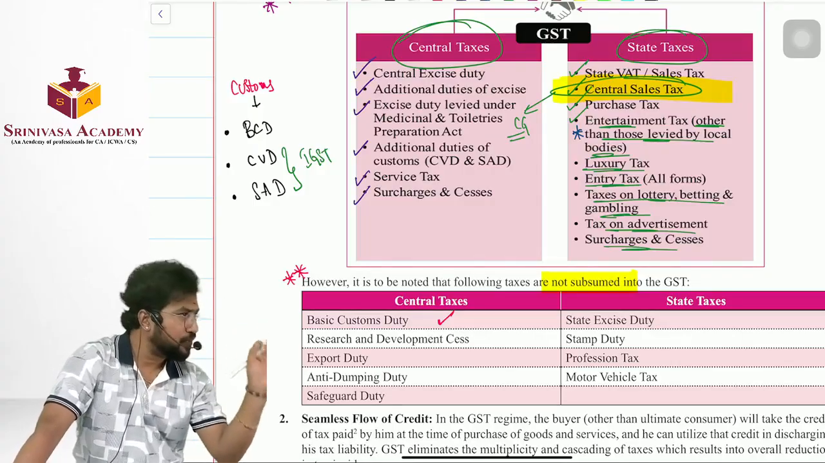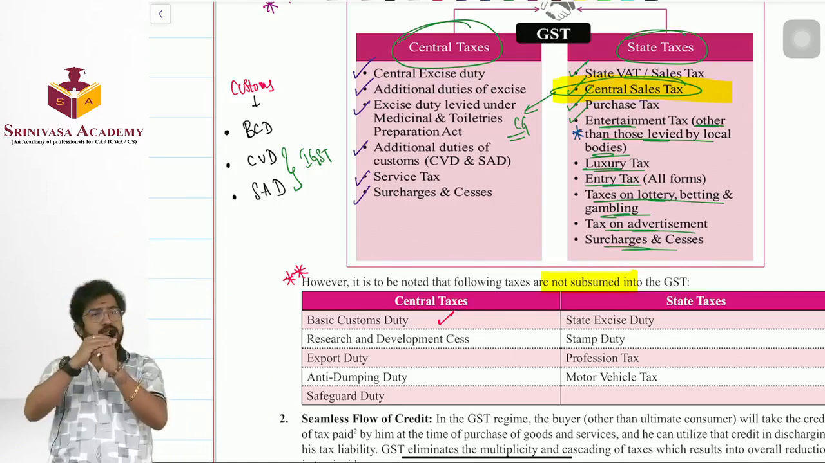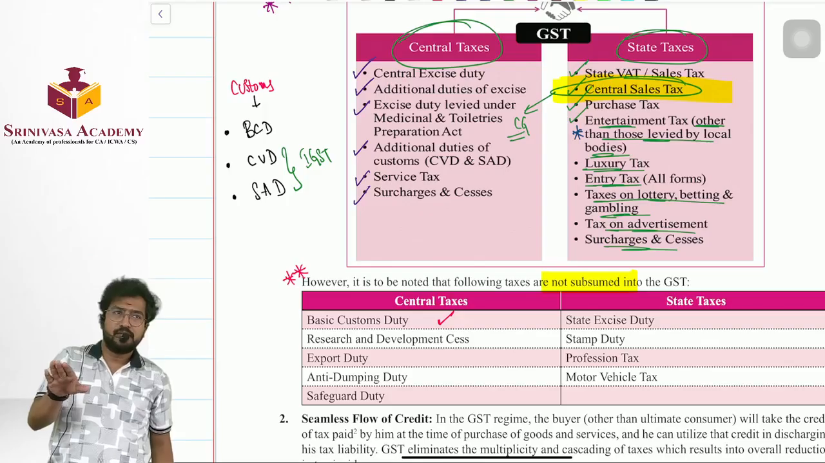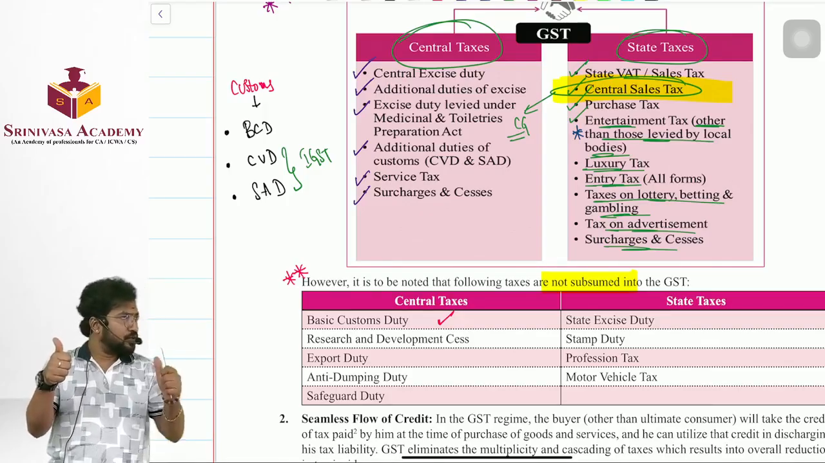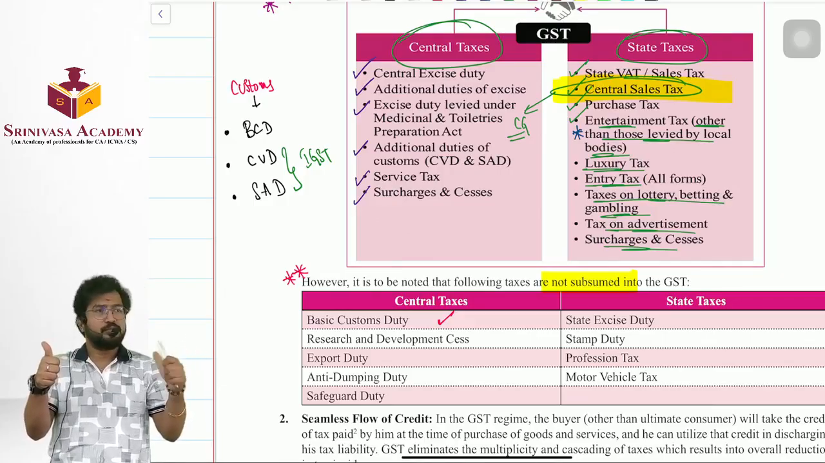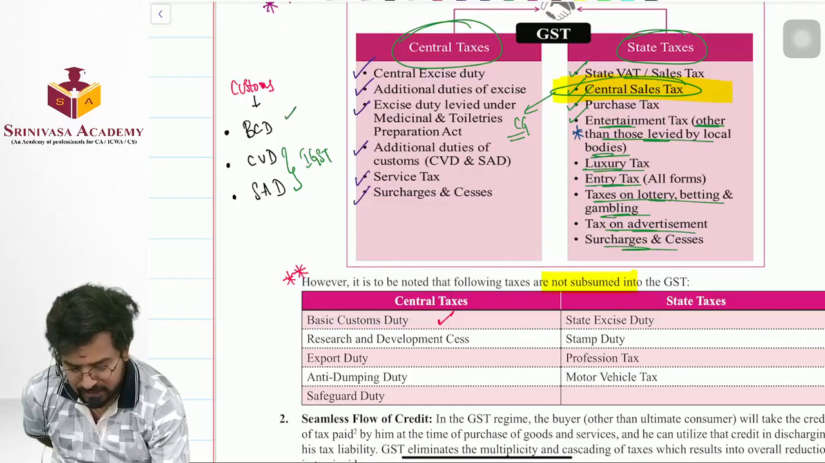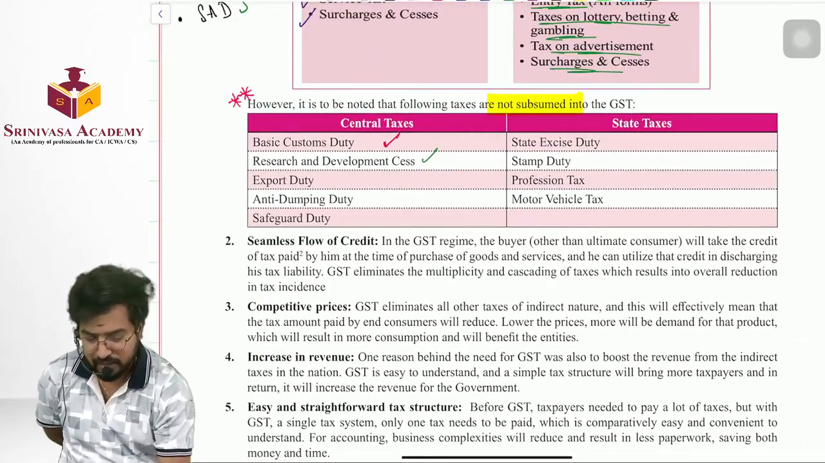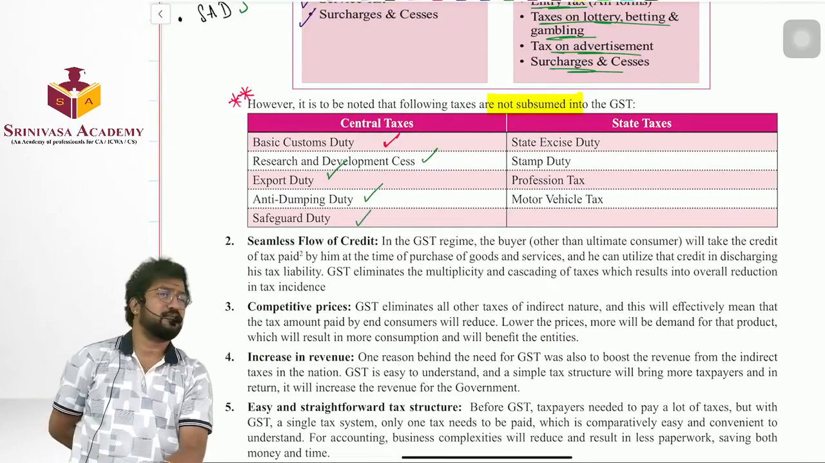That means if you import any goods, you will charge basic customs duty plus IGST. In customs duty, what is subsumed into GST? CVD and SAD, countervailing duty and special additional duty. What is not subsumed? Basic customs duty. Clear? So basic customs duty is still existing. Next, research and development cess is still there. Export duty is still there. Anti-dumping duty, safeguard duty, all these are types of customs duties. They are still existing.